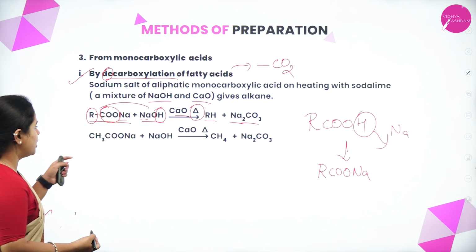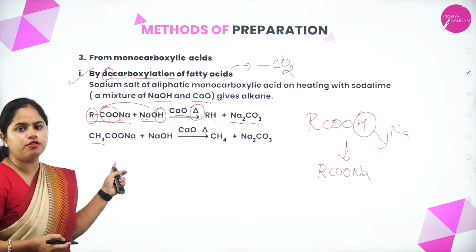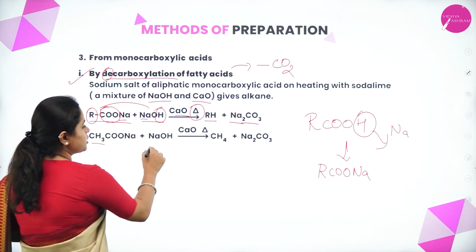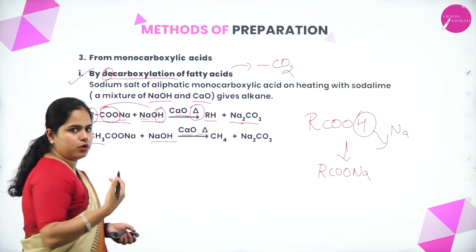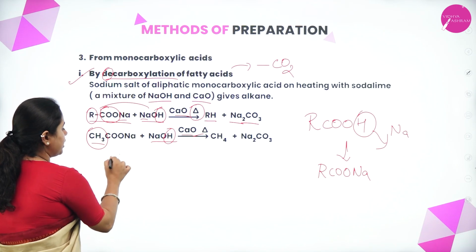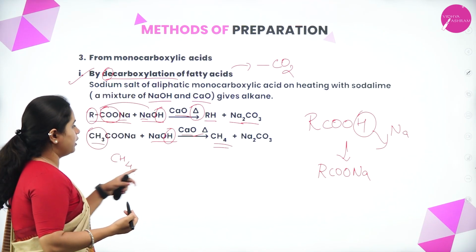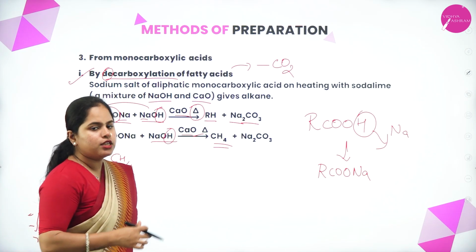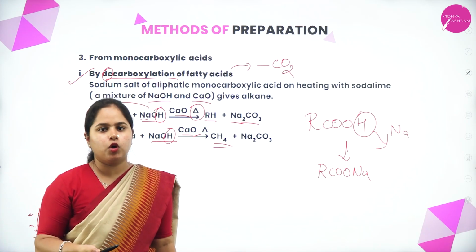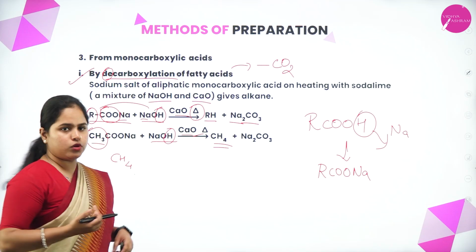Okay, got it? So let's take an example where R is substituted as CH3. So this is a sodium salt of ethanoic acid, 2 carbon, right? So it is ethanoic acid. Now it reacts with sodium hydroxide and calcium oxide, and we are going to heat it. What happens here? You have CH3 here and H here, which will combine and form CH4, right? You got your alkane. Now what is left here? Na2CO3, right? So the alkyl group and the hydrogen will combine and form the corresponding alkane. Okay. Now from monocarboxylic acid, the first one is the decarboxylation reaction.